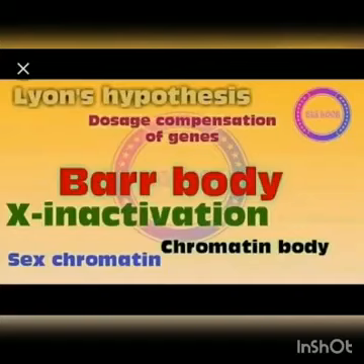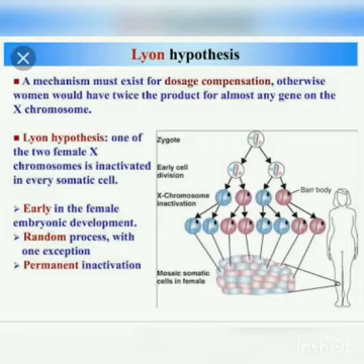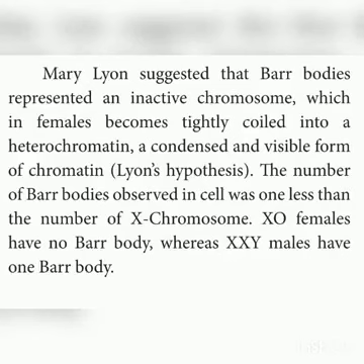Mary Lyon suggested that Barr bodies represented an inactive chromosome. These Barr bodies are nothing but the inactive X chromosome, which in females becomes tightly coiled into heterochromatin, a condensed and visible form of chromatin. That is called the Lyon hypothesis.